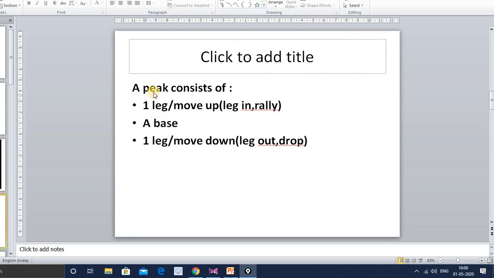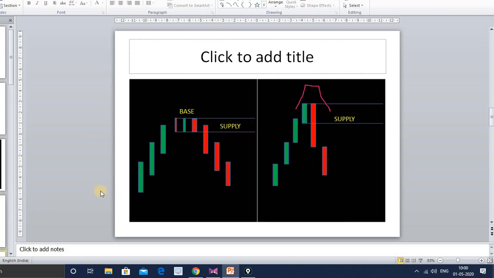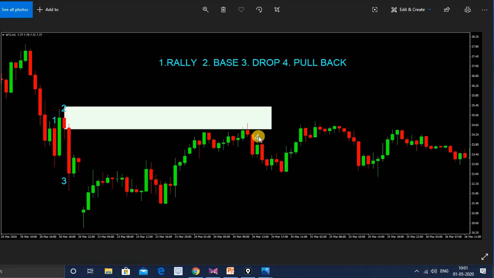Okay, and a peak. A peak will consist of a leg move up, a base, and a leg moved down. Okay, we'll see through the example. See, this one is leg in, leg move up, base, and leg out. So this one is leg in, and this one is leg out. Okay, or it could just be rally and drop.